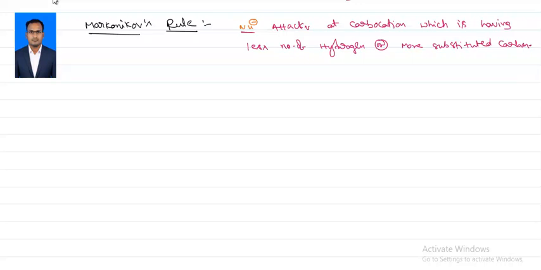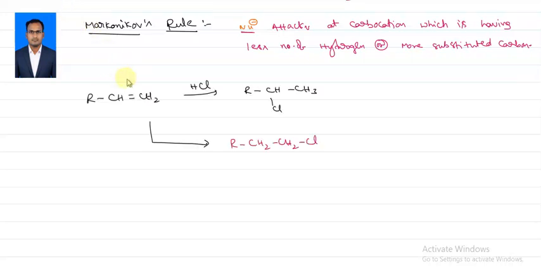The Markovnikov's rule product is the regioselective product, right? Let us see some examples. Let's take one example: the alkene reacting with HCl. Now here the electrophile is H plus and the nucleophile is Cl minus.